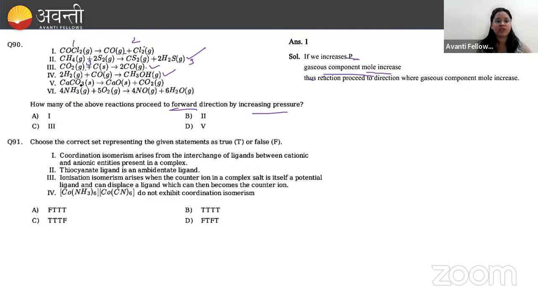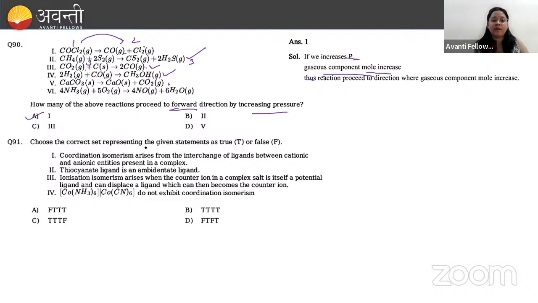Next, CaCO3, CaO plus CO2. Here also 1 gas molecule only. Here 2 and 1, 3 gas molecules. But here we are getting only 1 gas molecule. So that's why the correct option is Option A, in which as we increase the pressure, the gas component in terms of moles is going to increase, and that's why the first answer is the correct answer here.